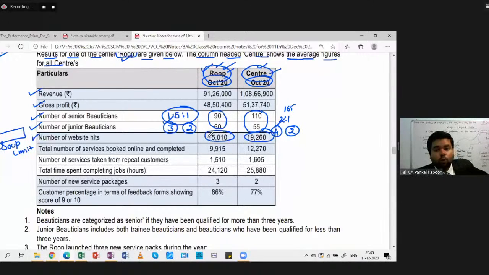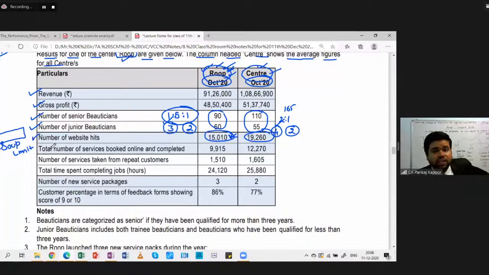Obviously, there are only 15,010 persons who write the Soup Limited in the search engine who were suggested that the Roop beauty parlor is near to you. So there is no mistake of the Roop that the less customers hit here, because it's already a setting in the search engine that it will suggest the nearby beauty parlor. So the number of hits is only the number of persons in the area where the Roop beauty parlor is situated. Searches for the Soup Limited are only 15,010.